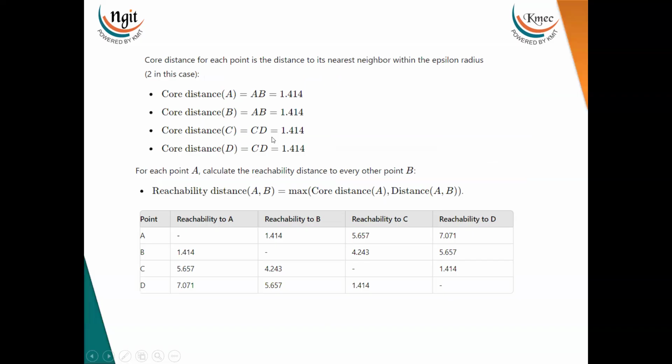So the core distance of C and D, we got it as 1.414, and the core distance of D is also 1.414. Now we have calculated the core distance. Now we need to calculate the reachability distance. To calculate the reachability distance from A to B, we'll consider the core distance as well as the distance from A to B, and we'll take the maximum value from that.